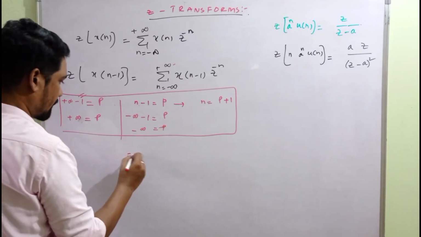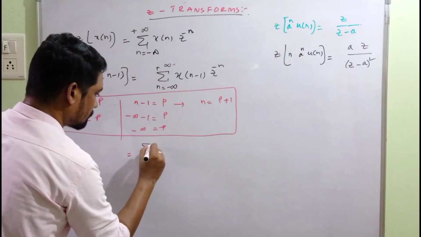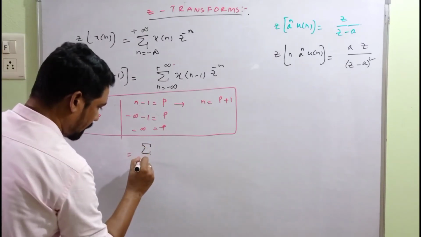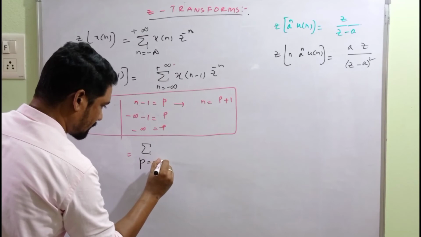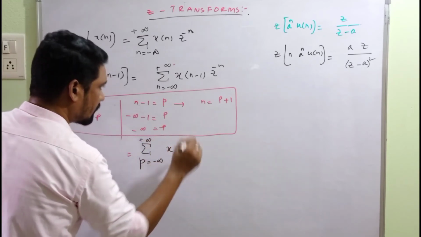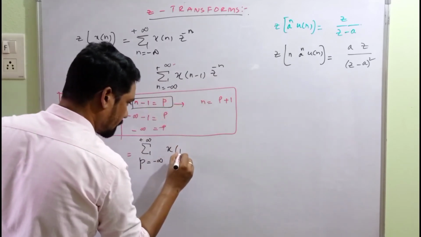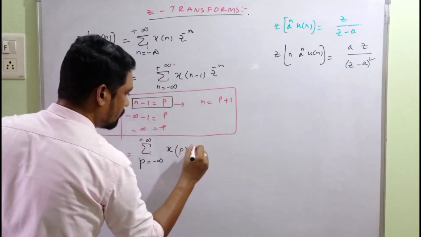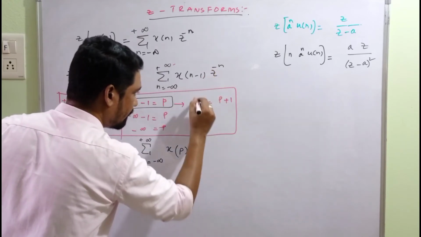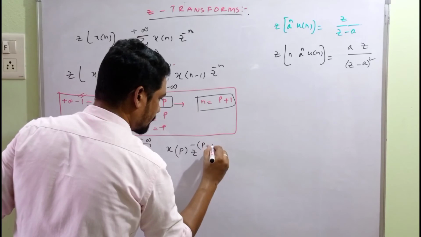Okay, so if that is the case, the summation will be over p, from minus infinite to plus infinite, of x of n minus 1, which is x of p, into z raised to negative n as it is. Now n will be this one, it's p plus 1.